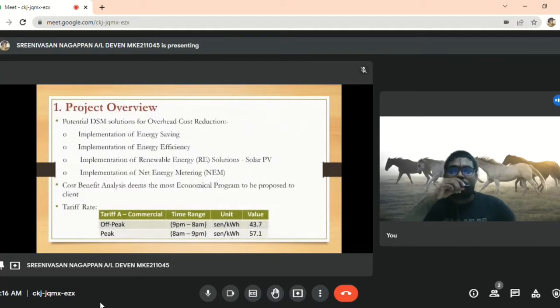For project overview, the potential DSM solution for overhead cost reduction are implementation of energy saving schemes by the utility companies, such as energy conservation campaigns. And the second one is energy efficiency implementation. This is more to the government, whereby rebate is given for those who purchase energy efficient equipments. And the third is implementation of renewable energy solutions via distributed generation in the premise, such as solar PV or even wind turbines. And another solution would be implementation of net energy metering scheme, which is also subject to the availability of the utility company involved.